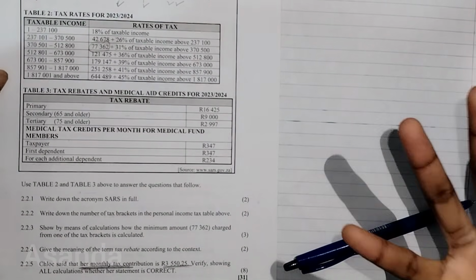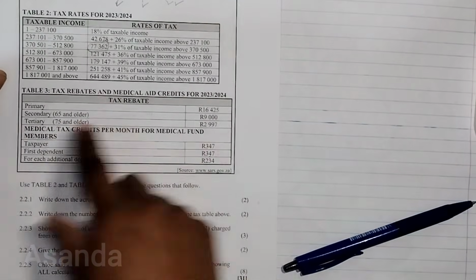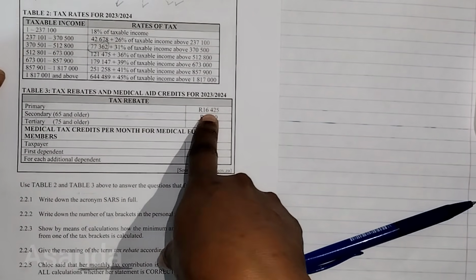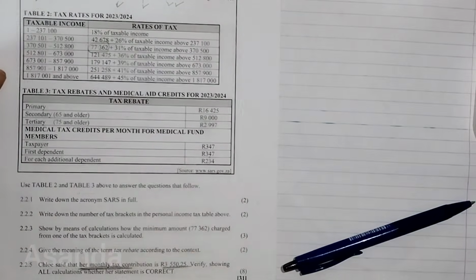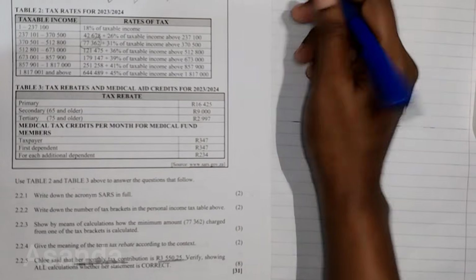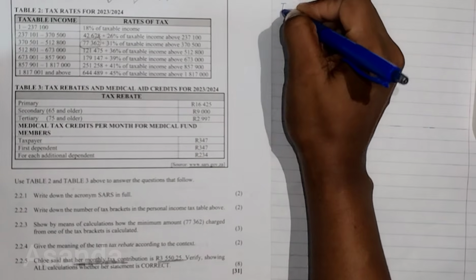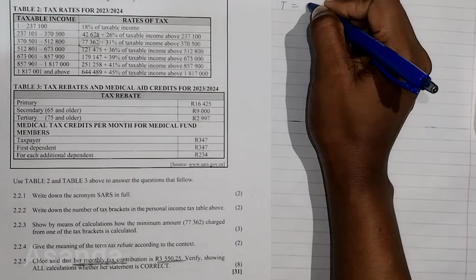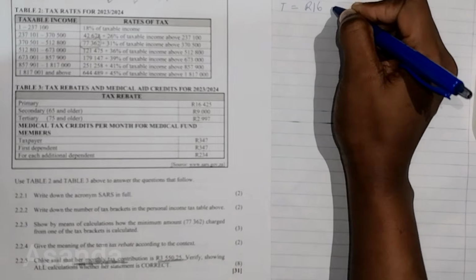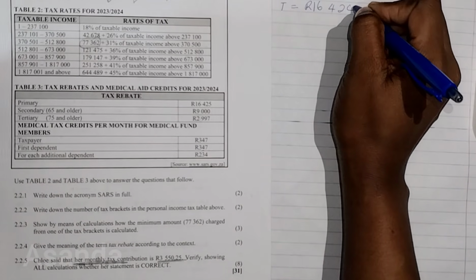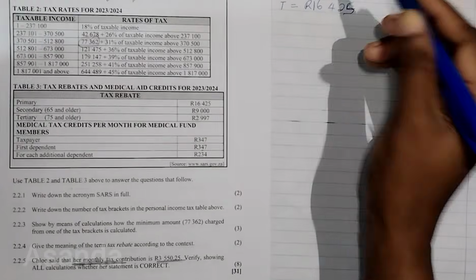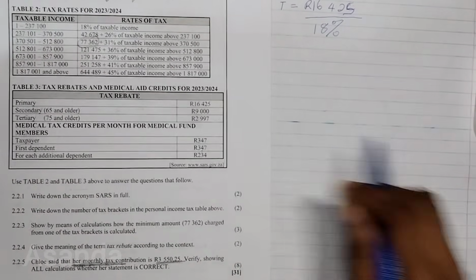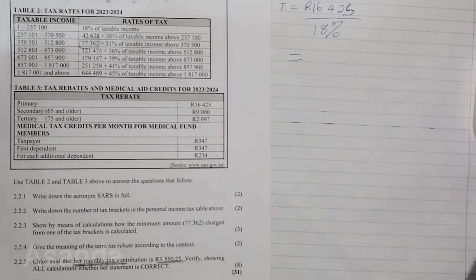So let's take somebody who's under the age of 65. The tax rebate for somebody under the age of 65 is 16,425 rand. So how do we get the tax threshold? We say tax threshold is equal to 16,425, and we divide by 18%, and that should give you the answer.